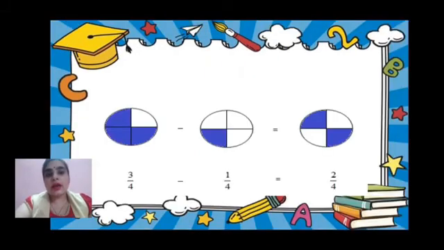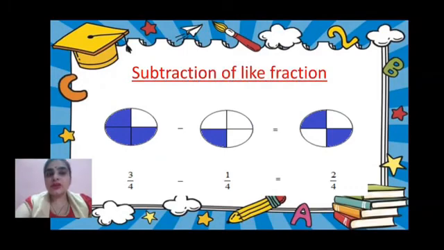Next is subtraction of like fractions. My first figure represents 3/4 and my second figure represents 1/4. When I subtract 1/4 from 3/4, the denominator will be the same and the numerators will get subtracted. When you subtract 1 from 3, you get 2. So my answer is 2/4.